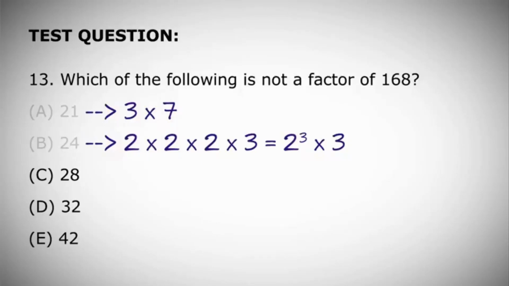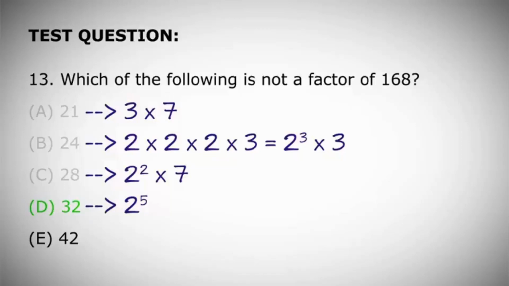Answer choice C gives us the number 28. 28 is going to be 2 squared times 7. Again, we haven't exceeded the limits. That's going to be a factor as well. Now, let's take a look at letter D. We have the number 32. 32 can be broken down into a series of 2's, but let's count how many there are. 32 is going to be equal to 2 to the 5th power. 2 is an acceptable prime factor, but as you can see from our limits, we can only at most have 3 2's. So answer choice D is going to be our correct answer. 32 is not a factor of 168.